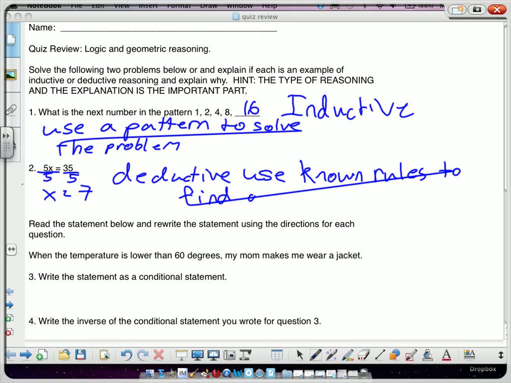Nope. Because deductive and inductive reasoning are both logic. So you can't use that word.